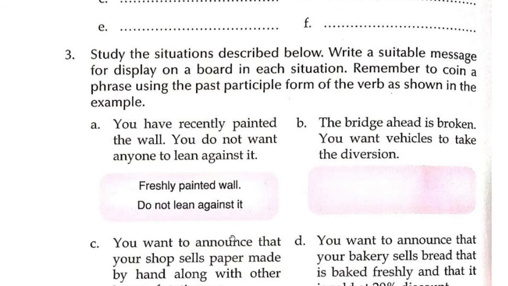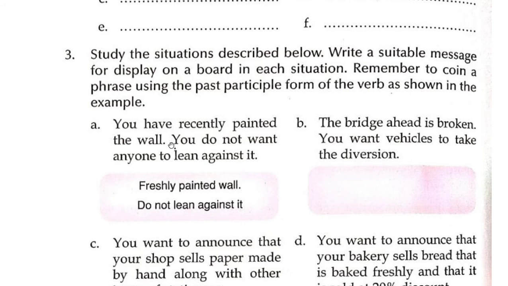See now. Study the situations described below. Write a suitable message for display on a board in each situation. Remember to coin a phrase using the past participle form of the verb as shown in the example. Okay, now see, a phrase is given. What you have to do is write a message which you would like to write on a board to represent this phrase. Okay, like the first one is done.